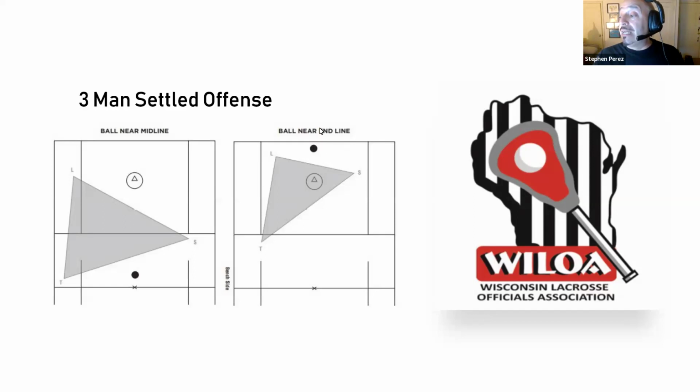Ball near the inline at the far end or at the boundary line, the lead, go ahead and commit. The single drops down to GLE, and then the trail is going to close in a little bit. Questions, comments, concerns, tips, tricks?